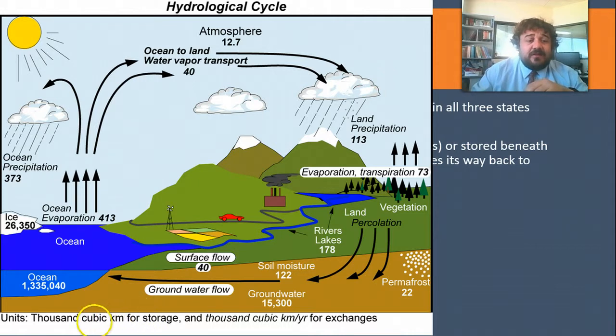So the ocean holds 1,335,040,000 cubic kilometers of water. And this is how many thousands of cubic kilometers per year gets moved around the world in that way. So most of the ocean evaporation gets redeposited. Then the rest of it, which doesn't, will move over land.